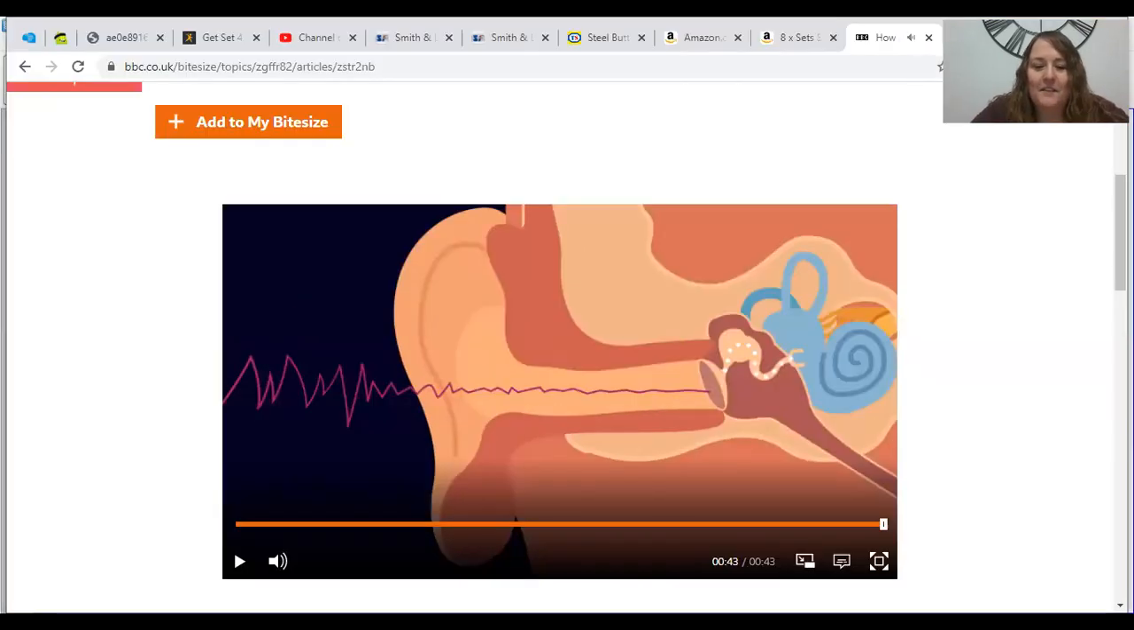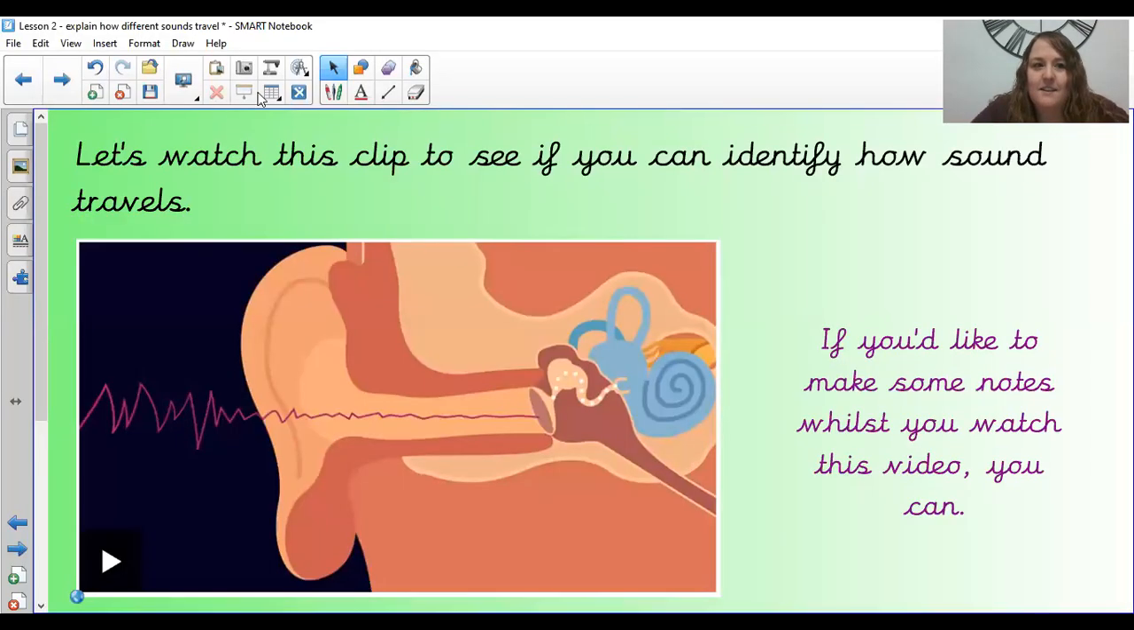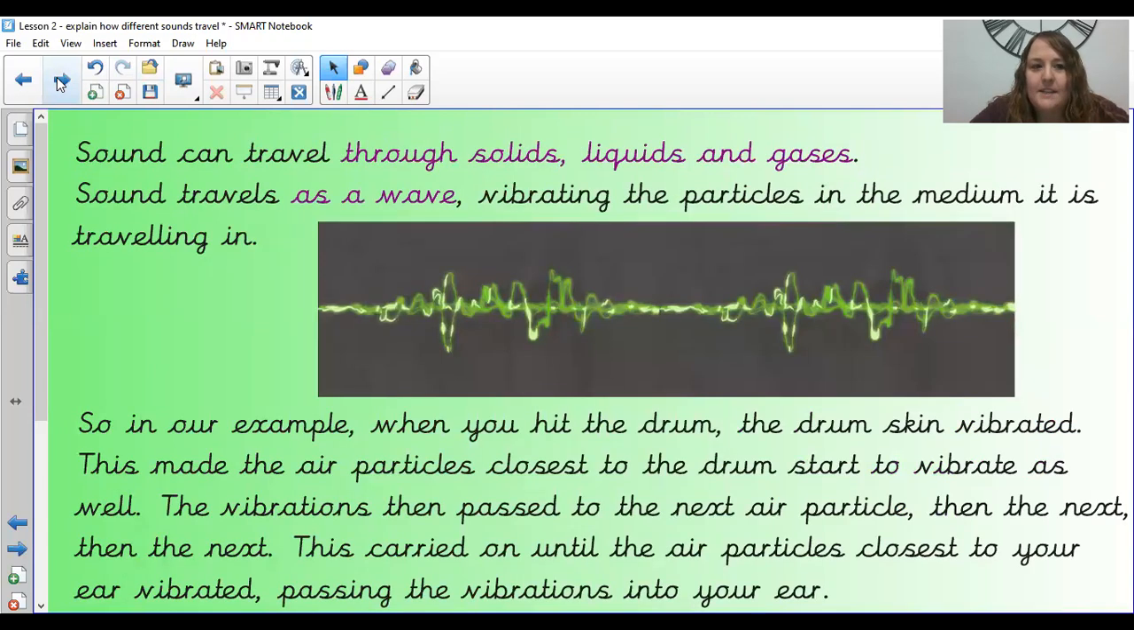Okay, quite a fun little video there to show you that sound doesn't go through the air, but it vibrates. So it says here that sound can travel through solids, liquids, and gases. And sound travels as waves, vibrating the particles in the medium, or the thing it's traveling in. So the particles within the air, within liquids, within gases, they vibrate because of the big vibration that has happened.